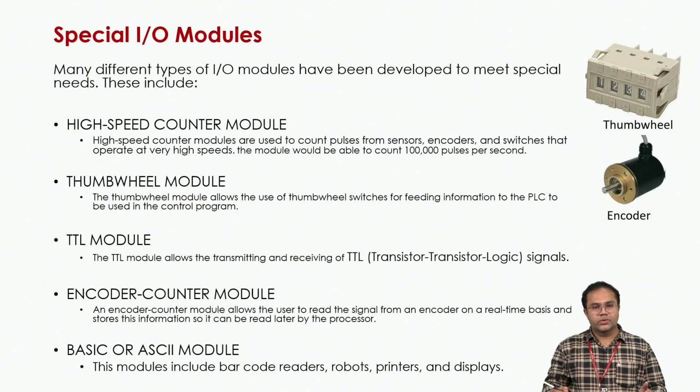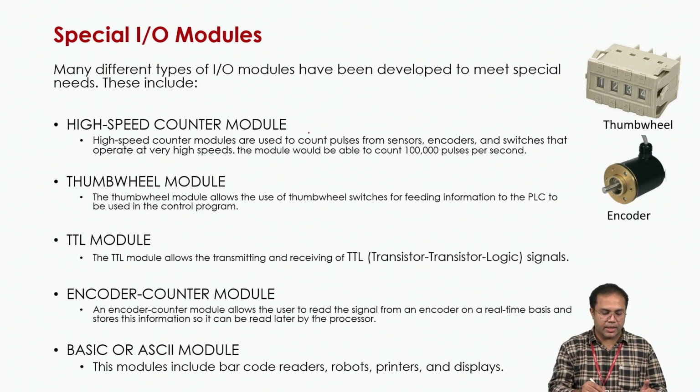So next we will look into the special IO modules. There are so many types of IO modules available in the market based upon the needs and requirements. All these modules are being developed. First we'll look into the high speed counters. Why is it a high speed counter? You can see here it is going to count 1 lakh pulses per second, so it's very fast. Normal counters cannot run at that speed. Some applications demand a lot of counting. That's why we use this high speed counter module.